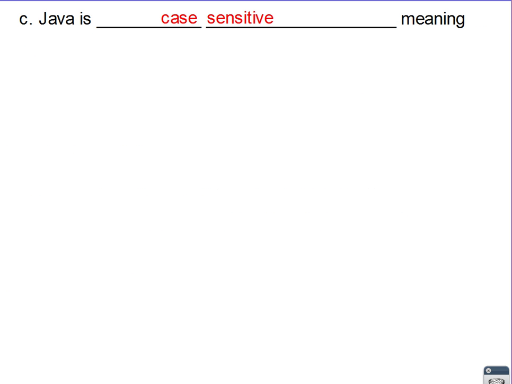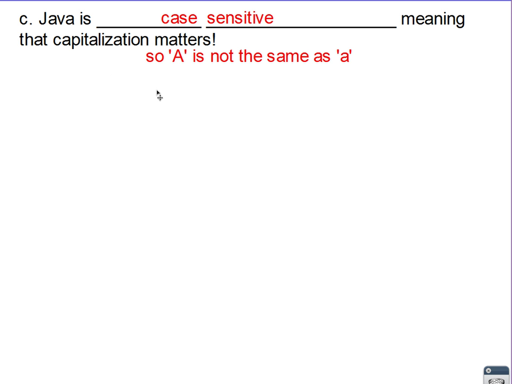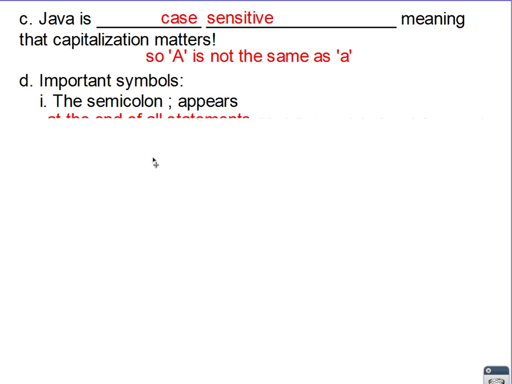And something that's really important is that Java is what is called case sensitive. That means capitalization matters. So a capital A is not the same as a lowercase a. If you capitalize the word public in public static void main String args, it wouldn't find it, it wouldn't match, and your code wouldn't run. So capitalization is very important. Java is case sensitive.